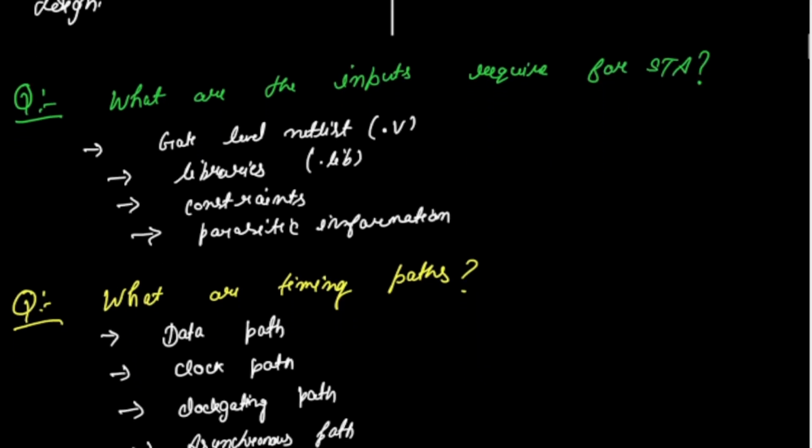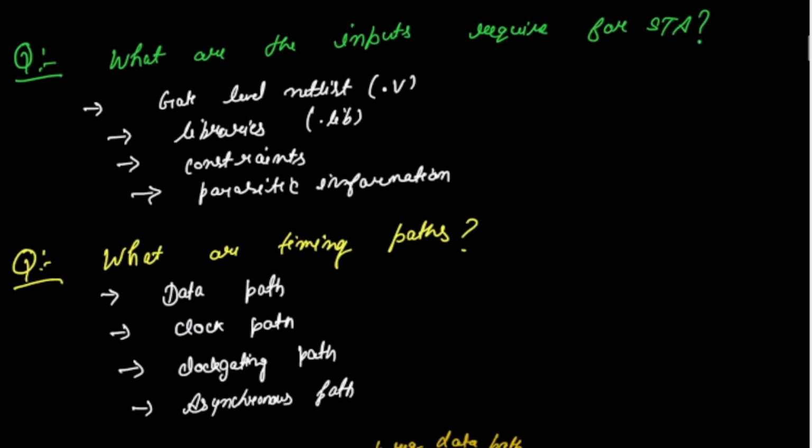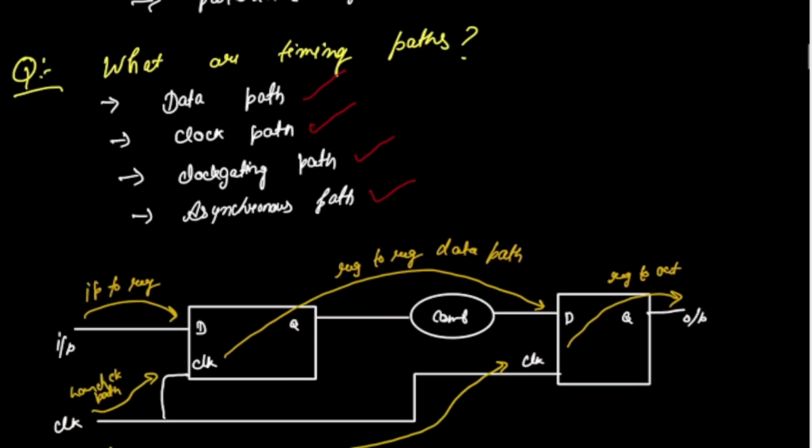Now the next question is what are the timing paths? How many timing paths are present in STA? One is the data path, the clock path, and the asynchronous path. How many types of data path are present? Input to register, register to register, register to output, or input to output directly.